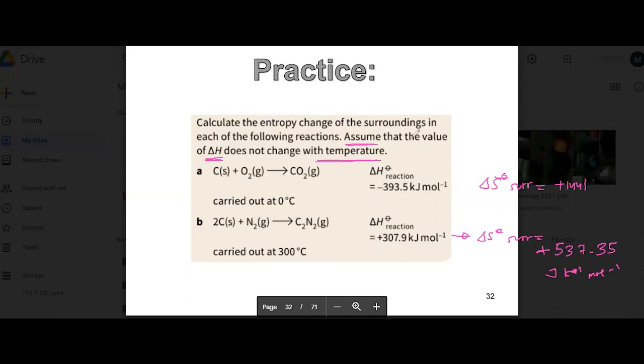Minus delta H over T. For this one it should be negative, yeah? Because, once again, minus delta H over T, and because delta H is positive, the value of delta S surroundings will be negative.